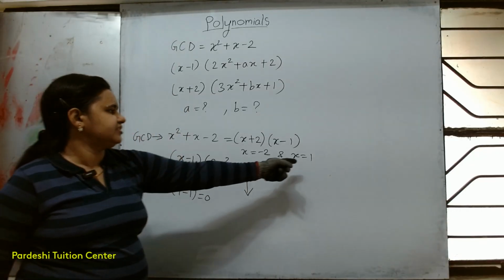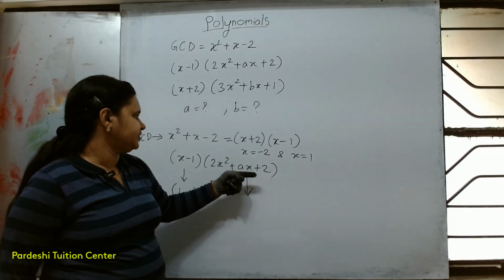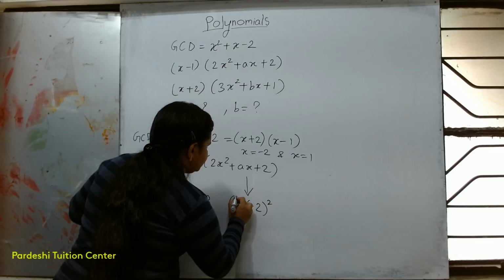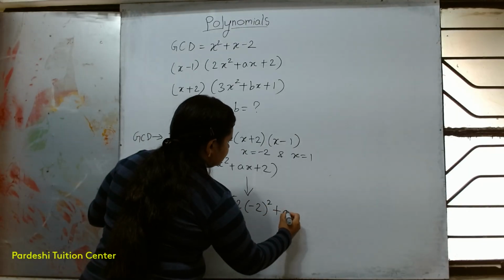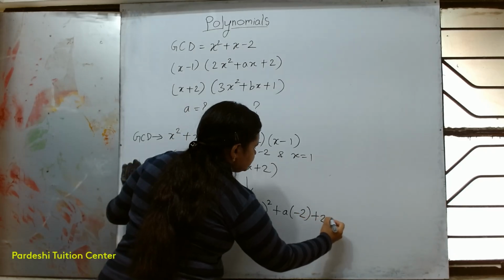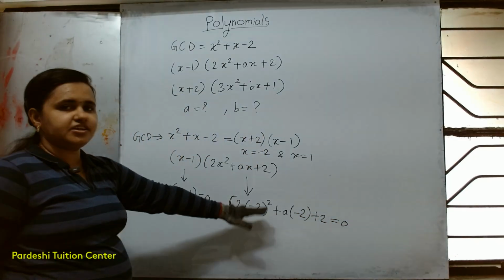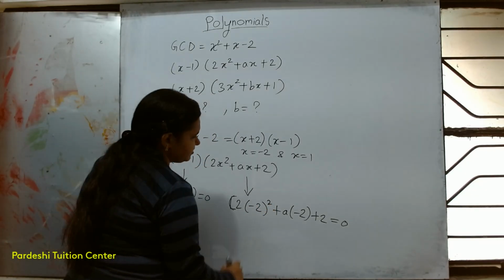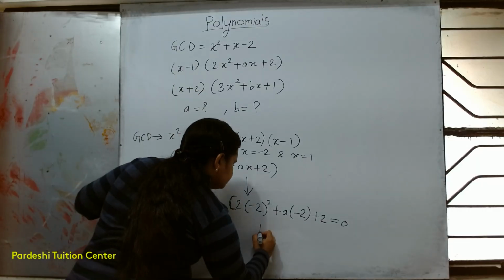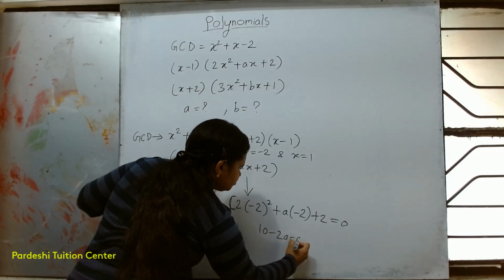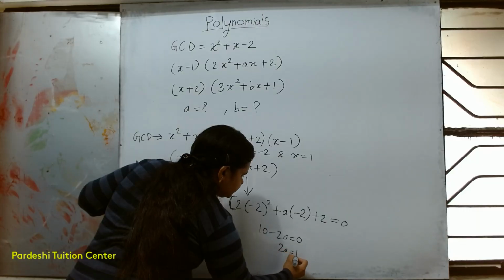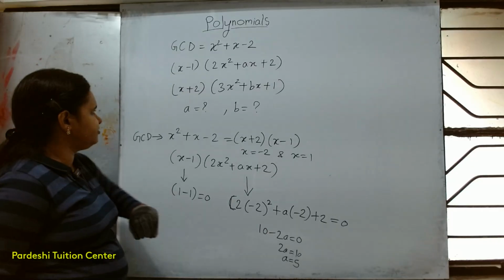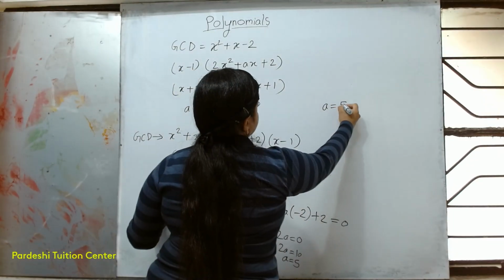If I put x equals 1 there, I have to put x equals minus 2 in this expression. So it will be 2 into minus 2 square plus a into minus 2 plus 2, which will be equal to 0 as this is a factor of this polynomial. Minus 2 square is 4, 4 twos are 8, and 8 plus 2 is 10. 10 minus 2a is equal to 0, so 2a equals 10 and a equals 5. So we have got a as 5.